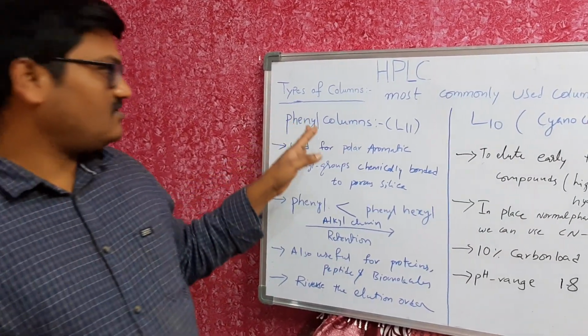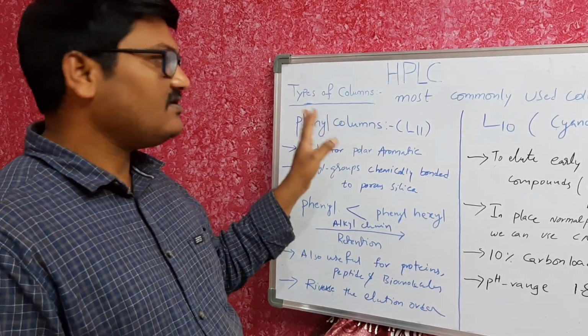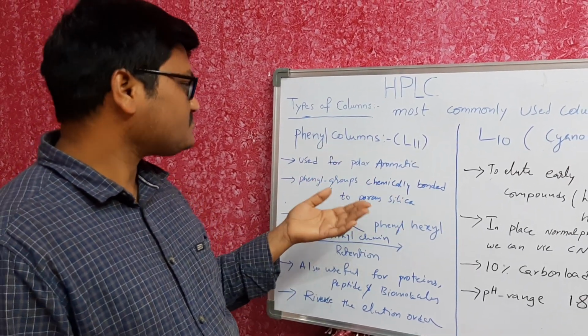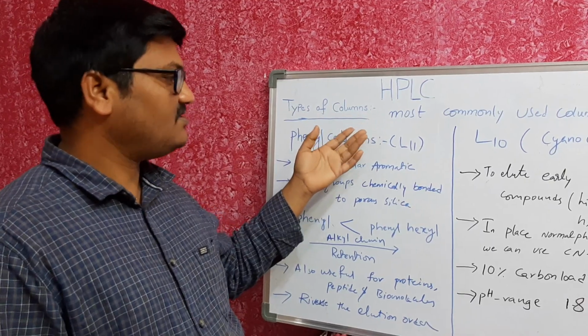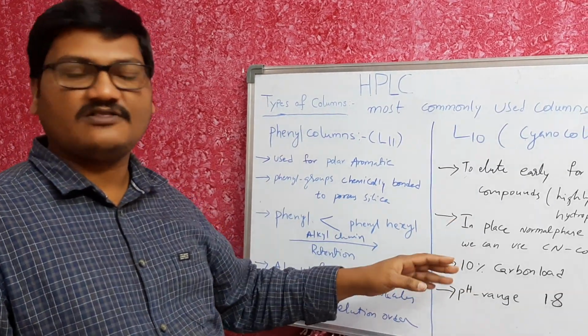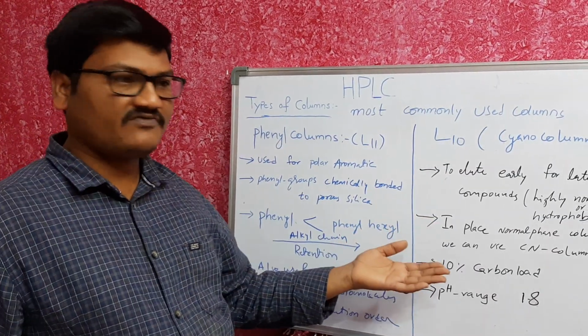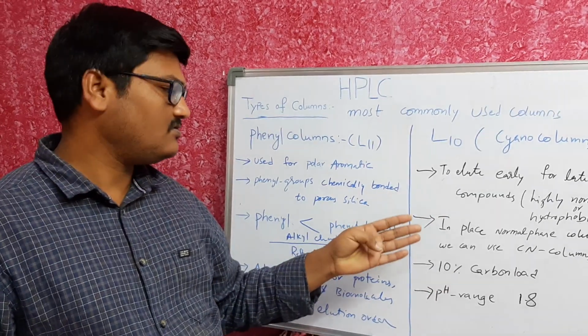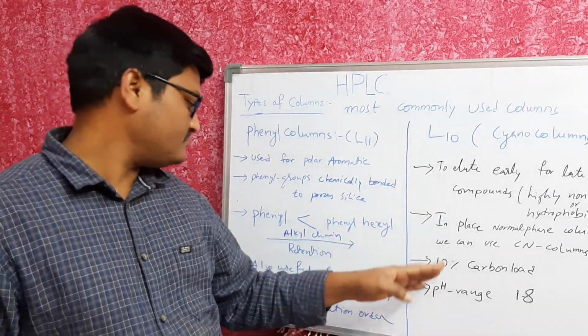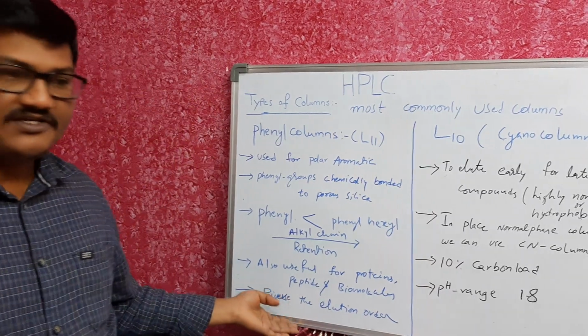This is all about reverse phase columns which are used in HPLC, and also some columns, cyano columns, are also used in normal phase chromatography. Silica columns are also used in normal phase chromatography. Okay, thank you very much friends.